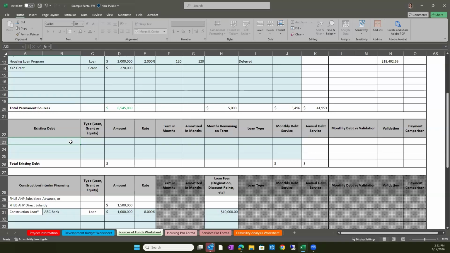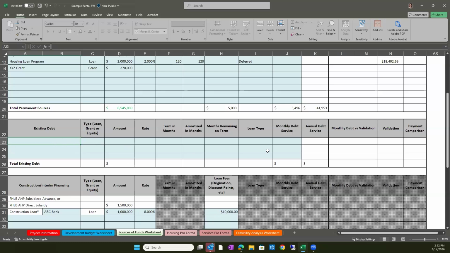So for example, let's say you're applying for an AHP rehabilitation project for a property that was built back in 2000. The property received a USDA loan to build that property in 2000, and you're still paying on that loan. We know those loan terms can go for 30, 40, 50 years. That loan would be considered existing debt. So the initial build of the property is not part of the AHP project. It is not part of the development budget and is therefore not part of the permanent financing, but it is debt that you are making payments on. So you want to make sure to include it in this section.